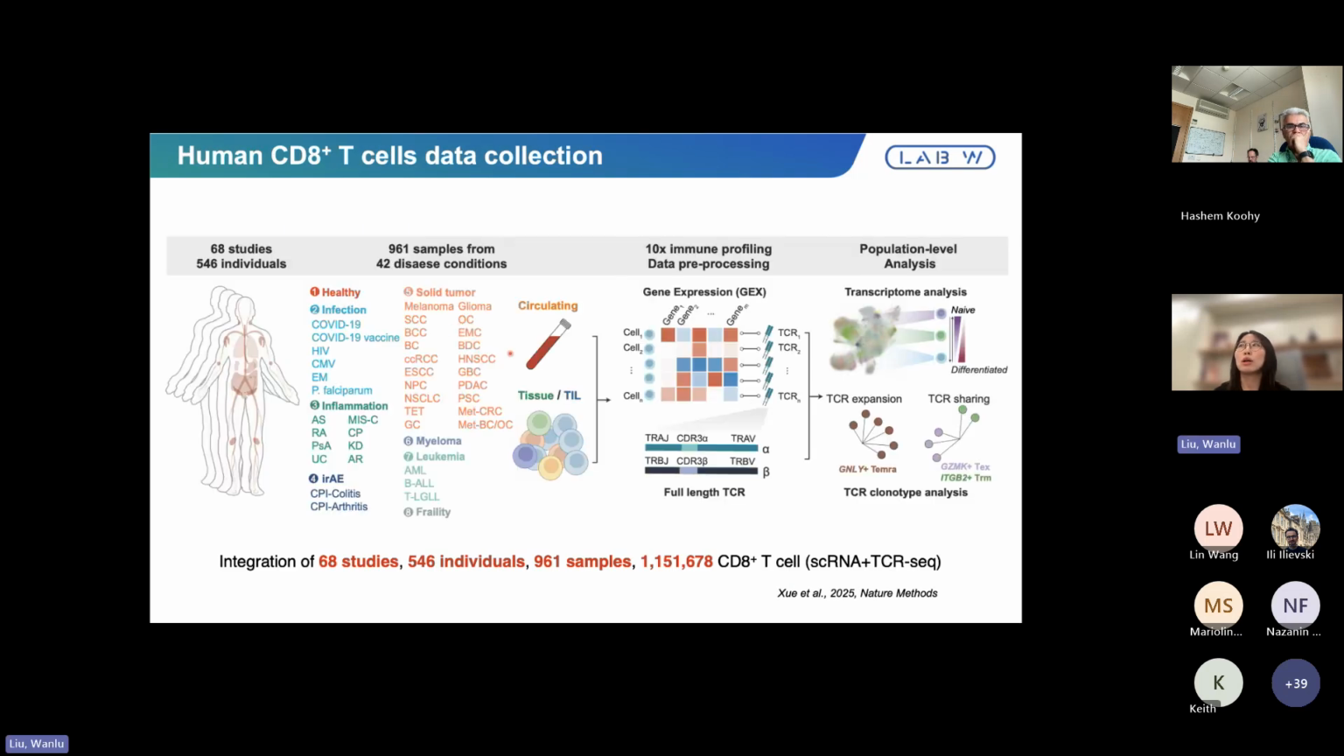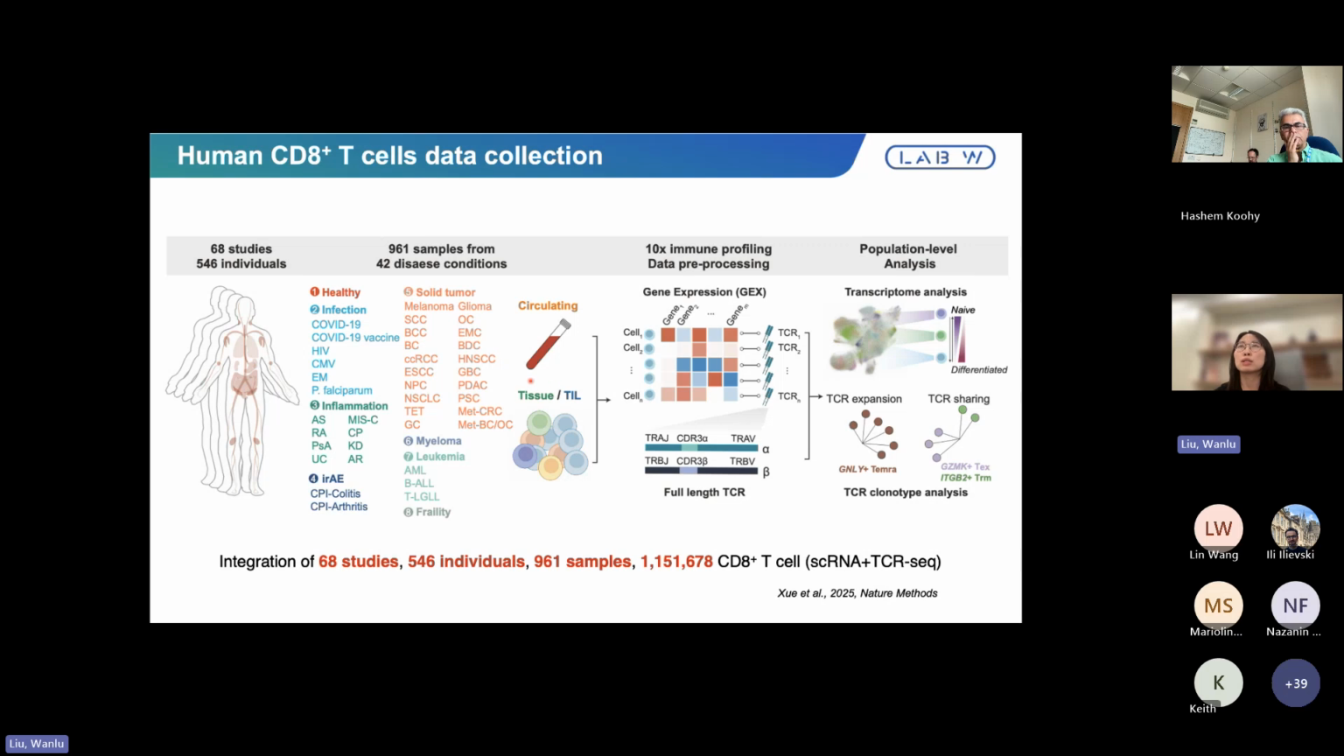So in the first trial, after we had the data ready and the deep learning model ready, the first demo we did was to construct a human CD8 T cell reference atlas. We focused on the CD8 T cells collected from our 2 million cell datasets. Those data were collected from human individuals under different conditions like infection, inflammation, IRAE, solid tumor, leukemia, etc.